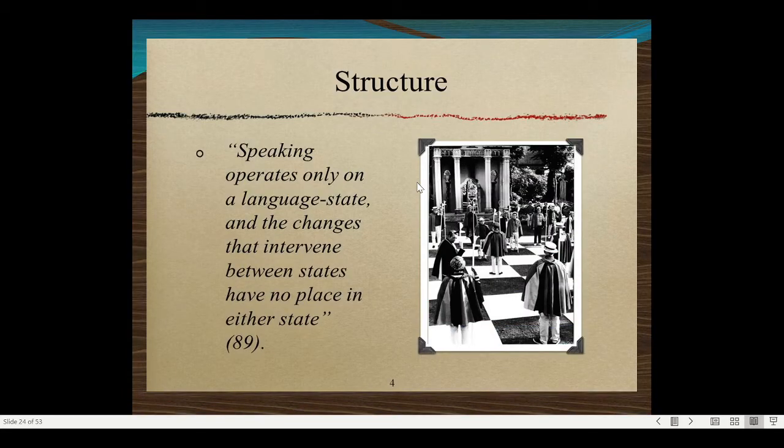Now, as scholars and learners of linguistics and language, this is a term which you have to use quite often. What is a structure? Speaking operates only on a language state, and the changes that intervene between states have no place in either state. What do you mean by a structure? Structure means your word. It's a structure. A sentence. It's a structure. Anything that linguistic scholars and linguistic learners work on is the structure. Maybe a sign, maybe a symbol, maybe an image, maybe a sound unit like p, b, m, n. Anything, all these are structures. So language users and linguistic learners quite often use this term structure.